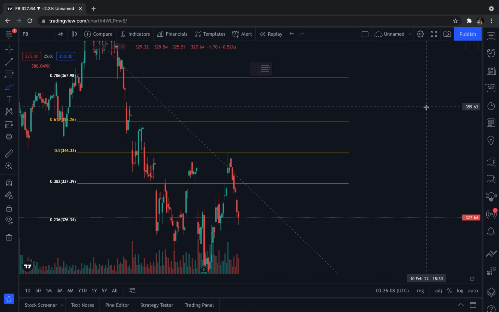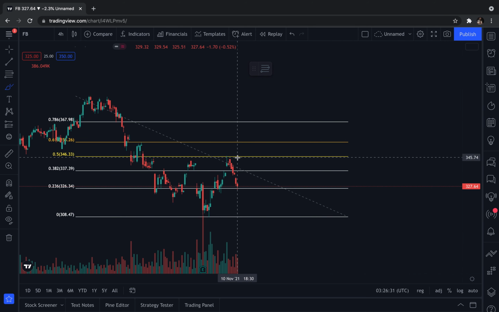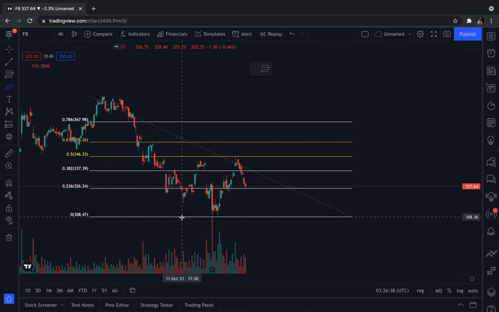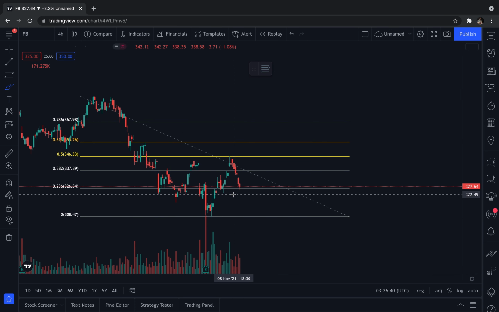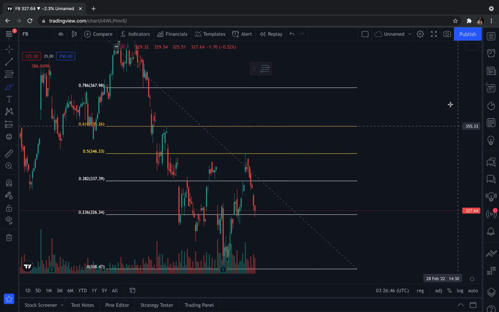Now, like I said, you want to look for bearish candlesticks. What you want to look for is a bearish candlestick on a resistance level. It could be horizontal or on a trend line or on a Fibonacci retracement now that we're talking about it. Whenever you see a bearish candlestick on a resistance level, it's very powerful.